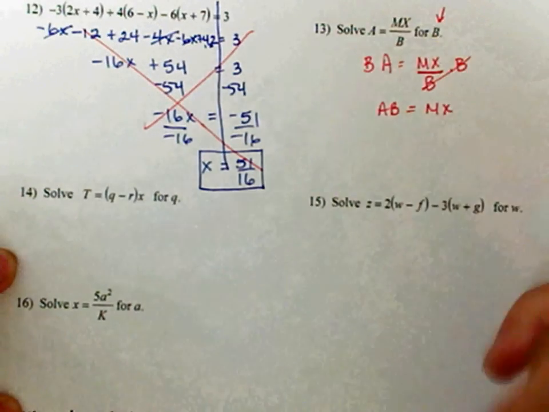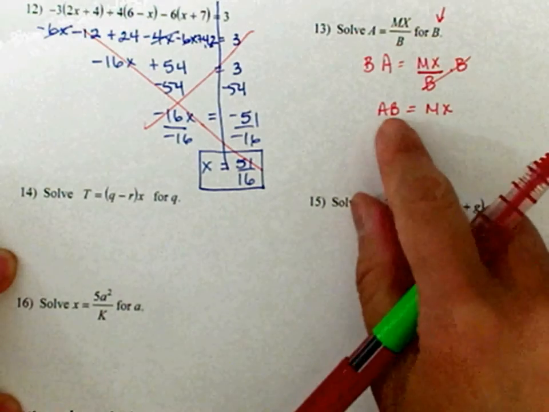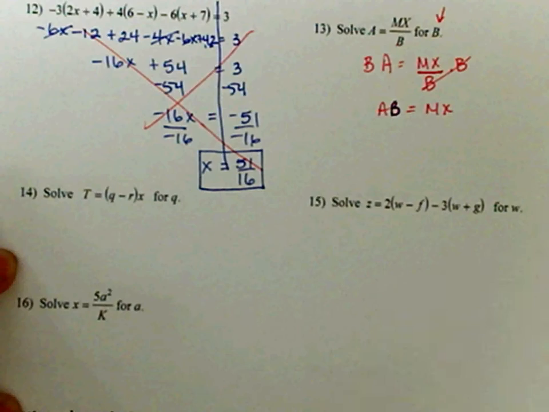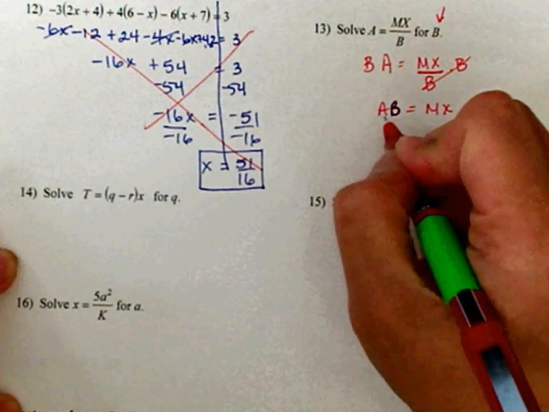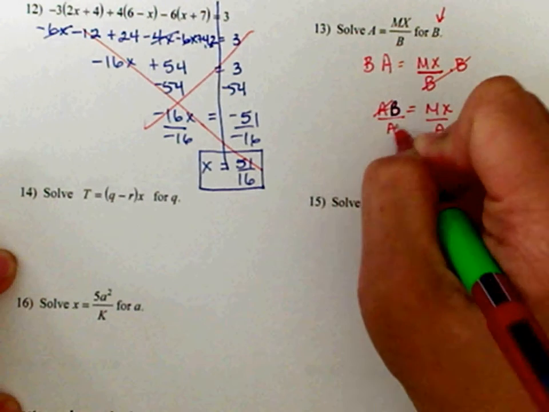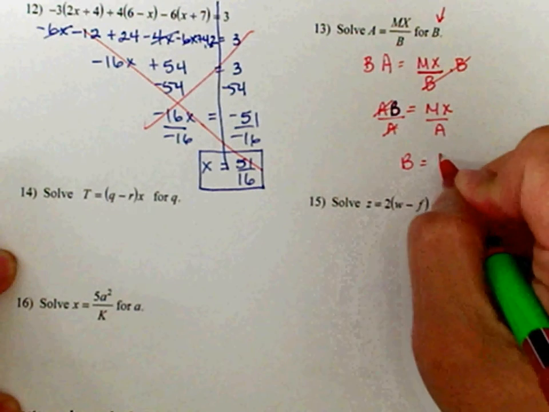Okay. I am solving for b. This is what you are looking for. How are you going to get rid of that a? This is a times b, so I'm going to divide by a. That cancels. So b is equal to mx over a.